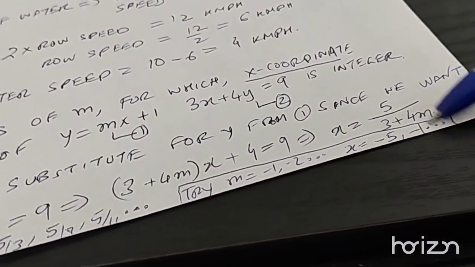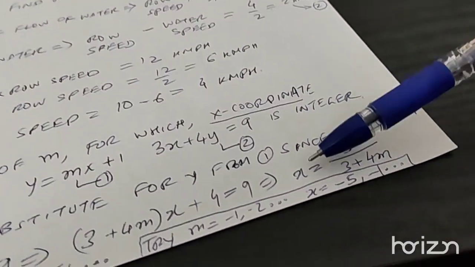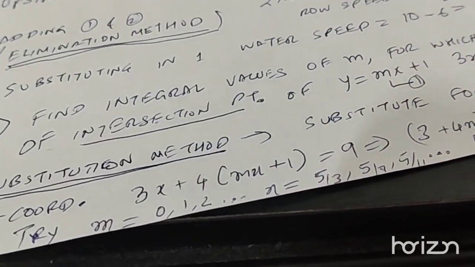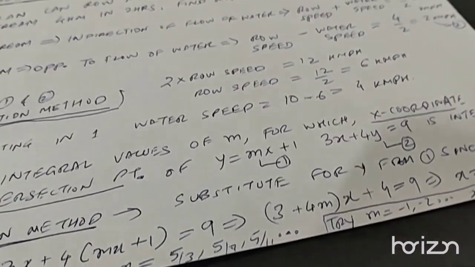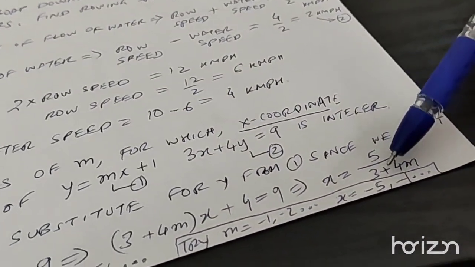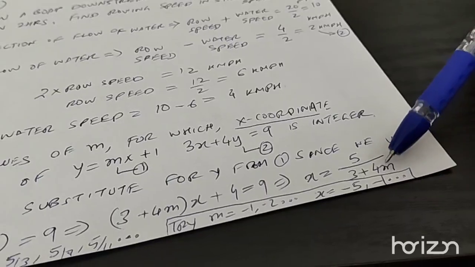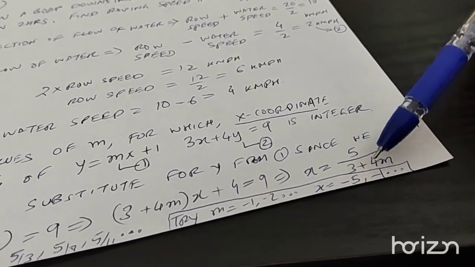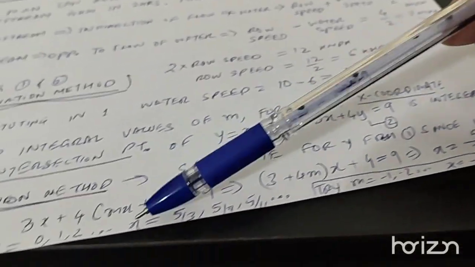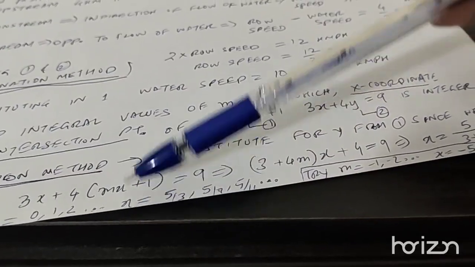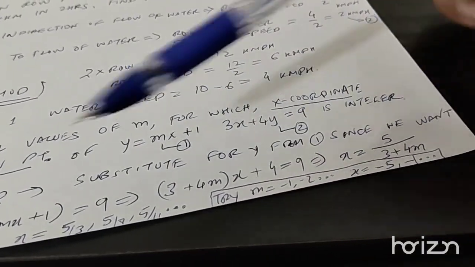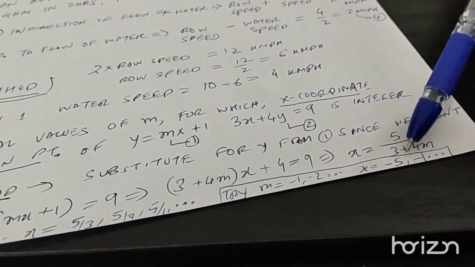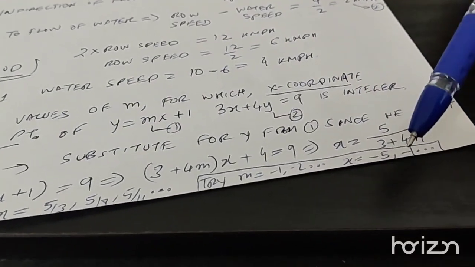And what value of m will make this x an integer? See, if you try m is equal to 0, 1, 2, etc., when you put m is equal to 0, you will get x is equal to 9 by 3. When you put m is equal to 1, you will get 9 divided by 3 plus 4, 7. When you put m is equal to 2, you will get 9 by 3 plus 8, that is 9 by 11. So these are not integral values for x. M is equal to 0 we also tried, and it is also not an integral value, isn't it?